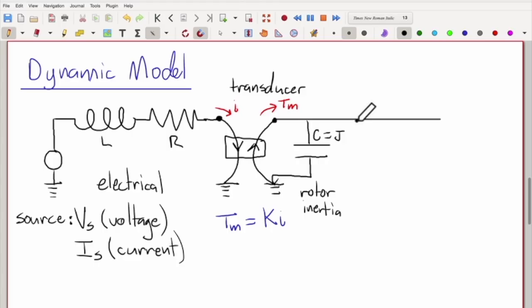We also have an angular velocity dependent drag, which in the electrical domain I'm going to draw as a resistance. I'll call it RB, and that is equal to 1 over the drag constant B here. If you have a viscous damping drag, often in mechanical you use the letter B. So RB is 1 over that.